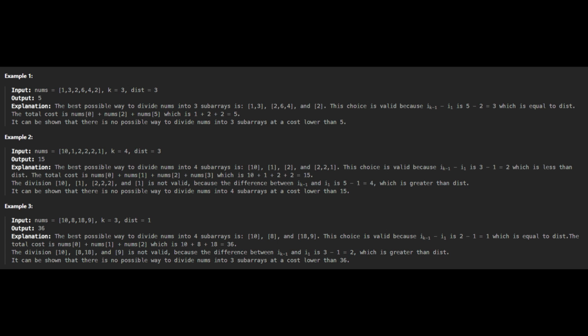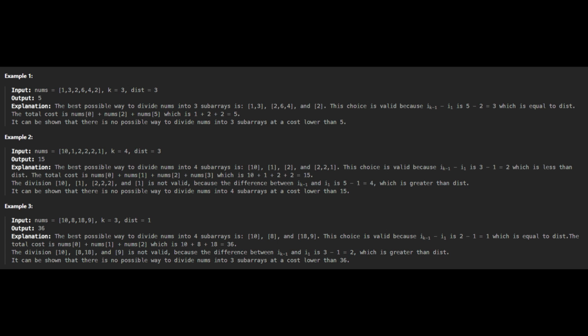Now check the distance rule. Second subarray starts at index 2. Third subarray starts at index 5. Difference equals 5 minus 2, which is 3, which is valid because it equals dist. So the minimum possible cost here is 5, and no other valid division gives a smaller cost.